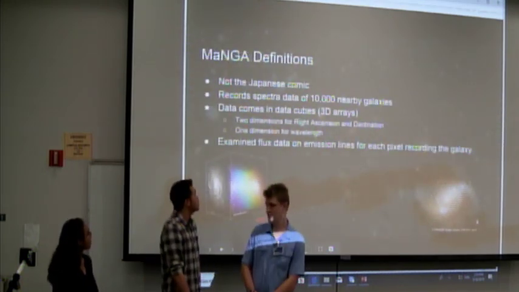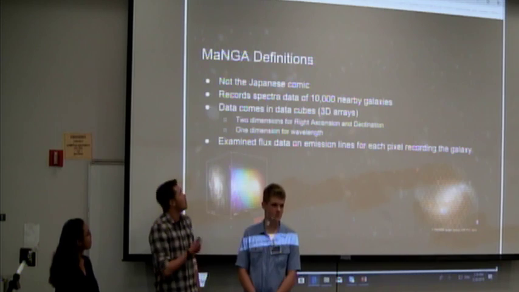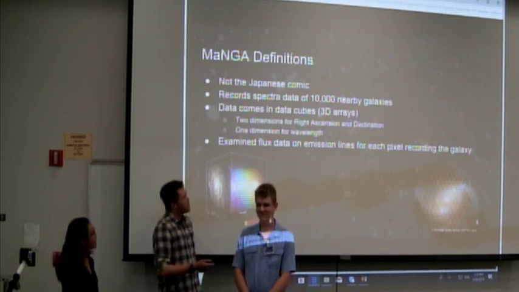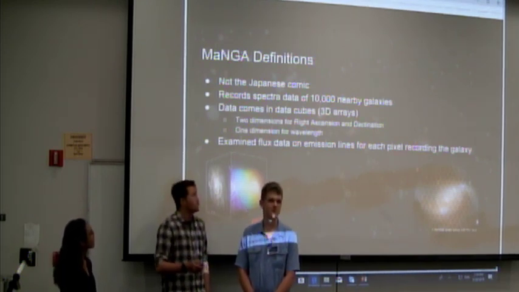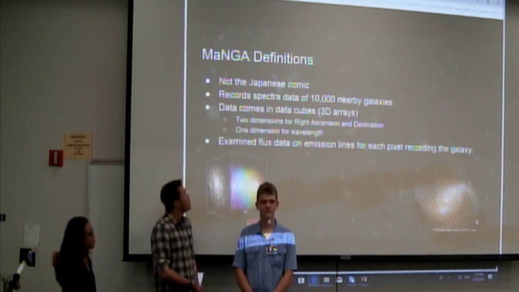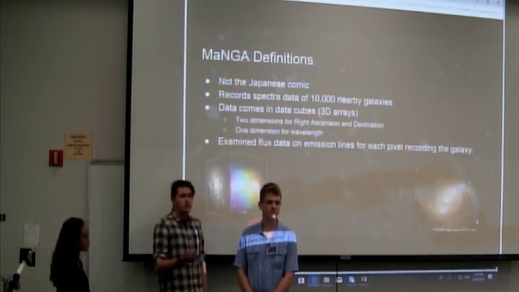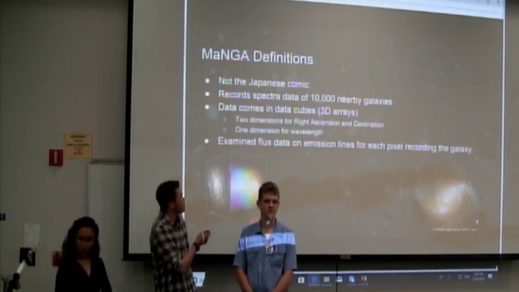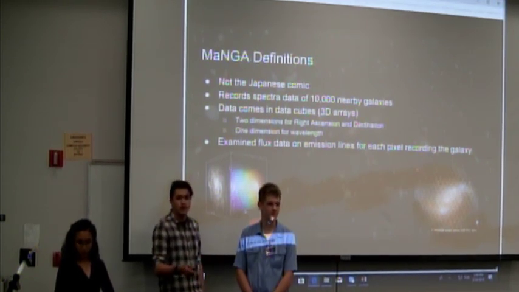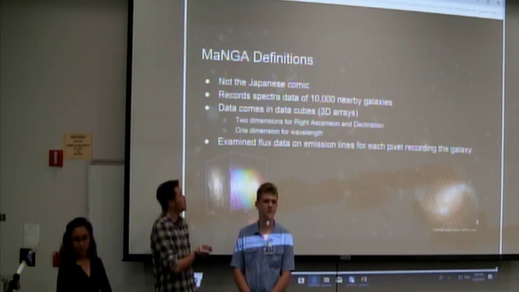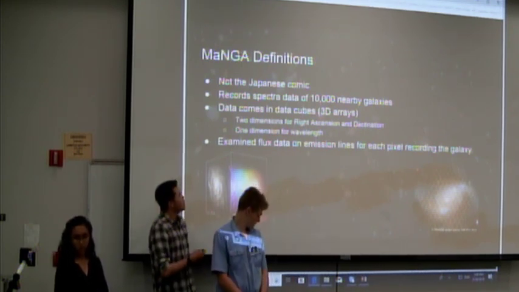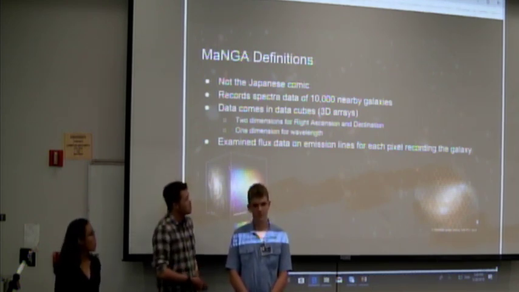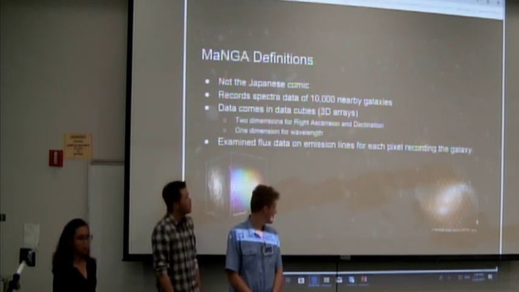So going off of what Kai said, the MaNGA data provides you with, oh, by the way, they're not the Japanese comics, but they instead study the spectral data that comes from 10,000 nearby galaxies. They come in the form of data cubes, which are three-dimensional arrays. Two of these dimensions are right ascension and declination. You can think of them like X and Y. The other dimension is wavelength. We then examine the flux data on emission lines, specifically H alpha, for each pixel. As you can see, each of the circles over there on the galaxy.